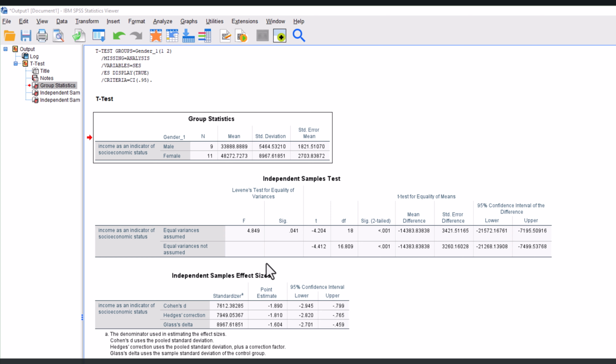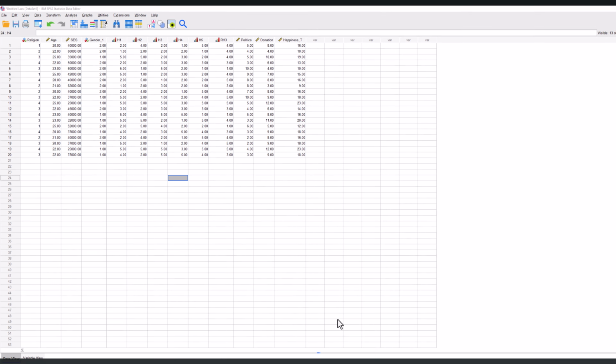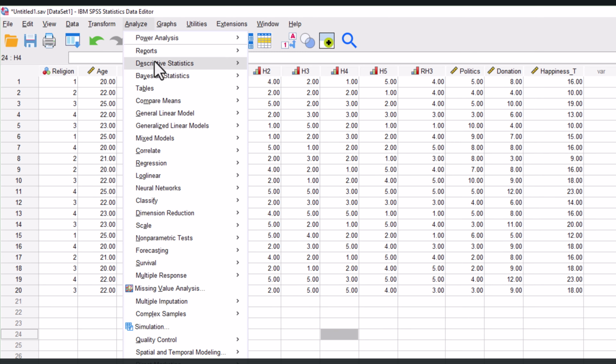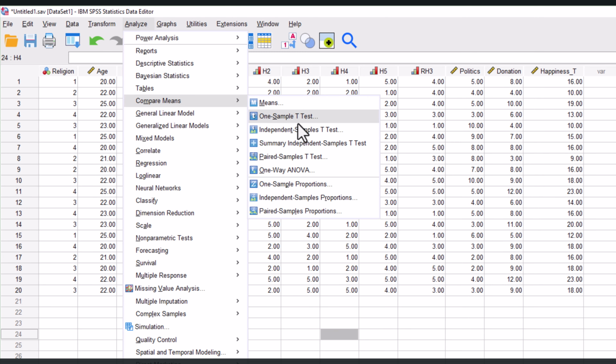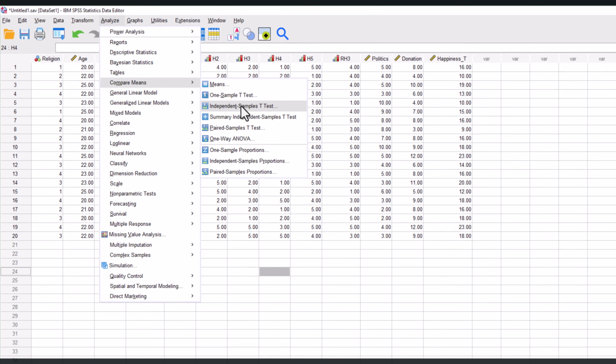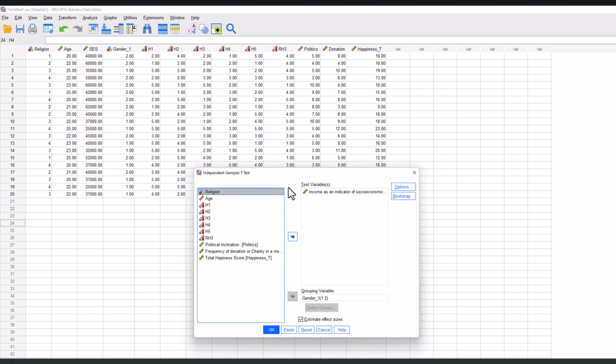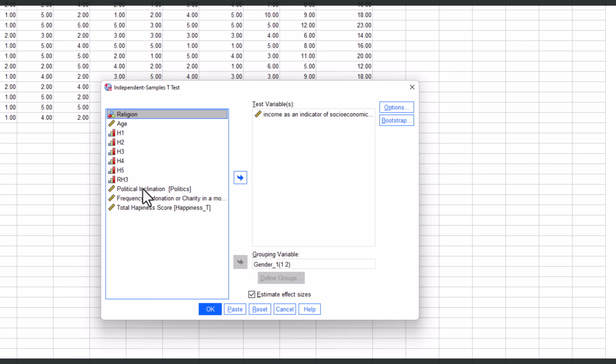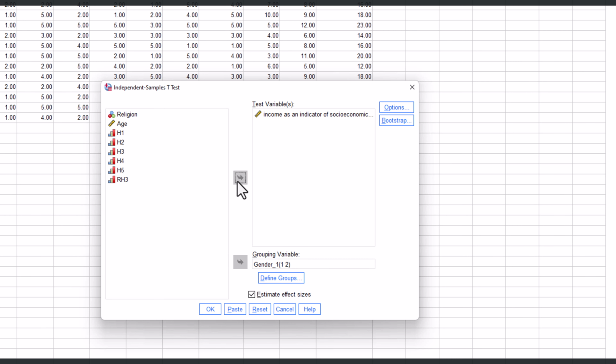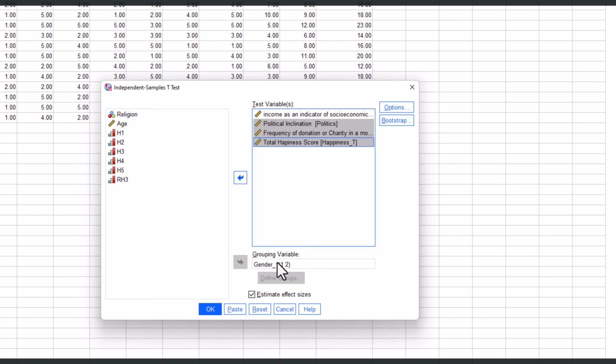Let's run another t-test with multiple variables. Go to Analyze, Compare Means, then under that, Independent Samples T-Test. Let me add political inclination, frequency of donation, and happiness into the right pane. And we've already defined our groups. Let's press OK.